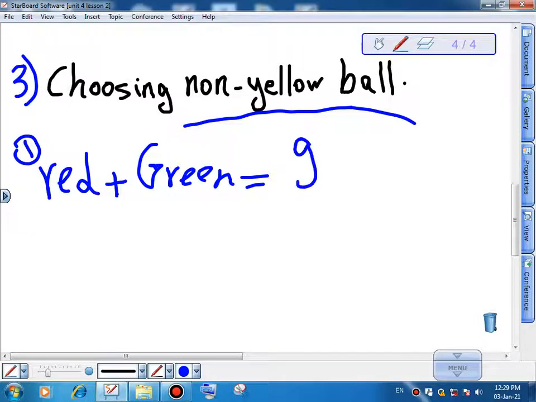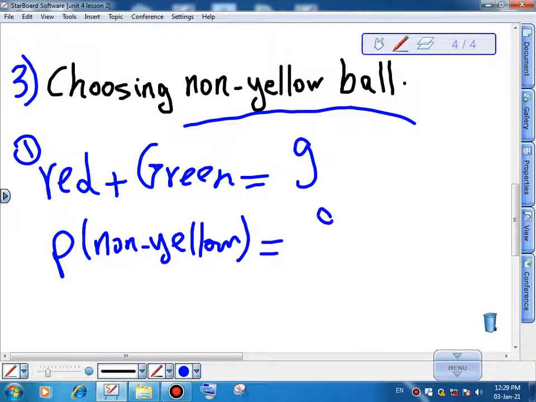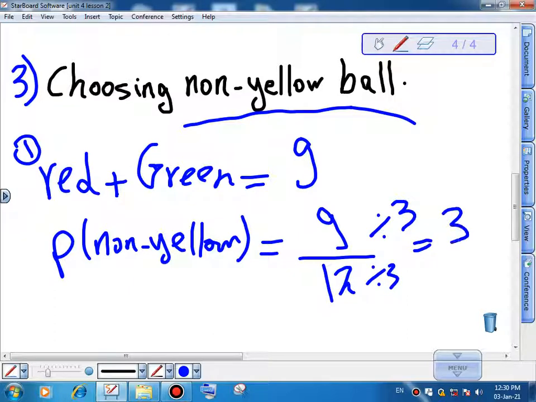So the probability of non-yellow will be equal to 9 over the total number of all possible outcomes, which is the same and will never change. The total possible outcomes will be 12. Simplifying by dividing by 3, it equals 3 over 4, 3 quarters. This is the first method.